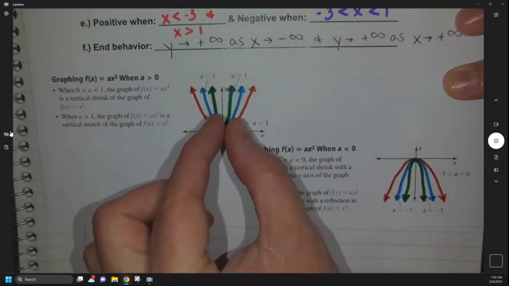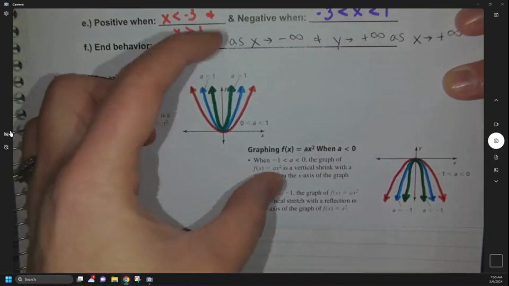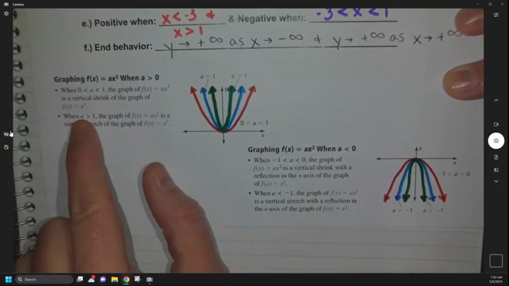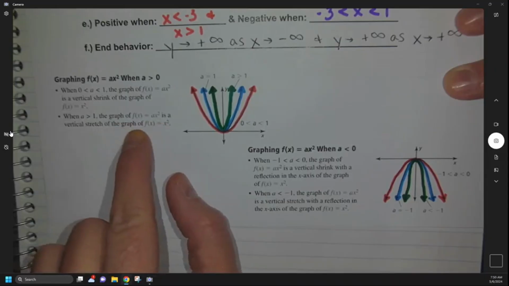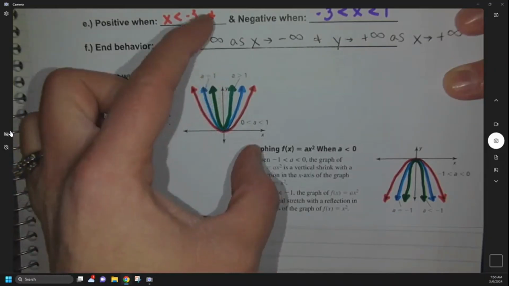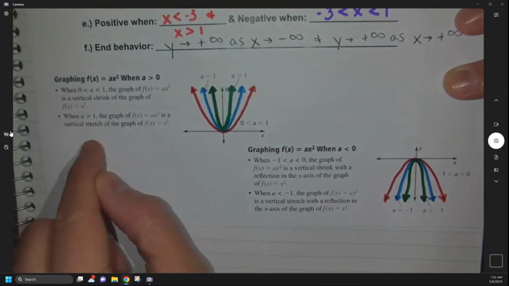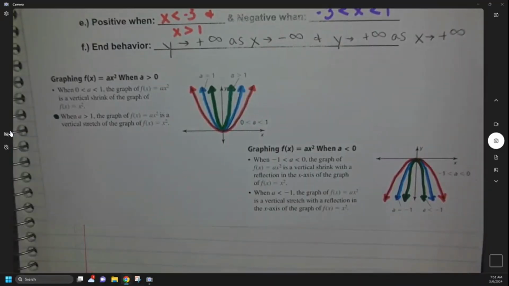So it's making it shorter vertically, which means that it is wider. When a is greater than 1, the graph of f of x is a vertical stretch of the graph. So it's making it taller, which is making it thinner. So the green one is this bottom, and the top one is the red.